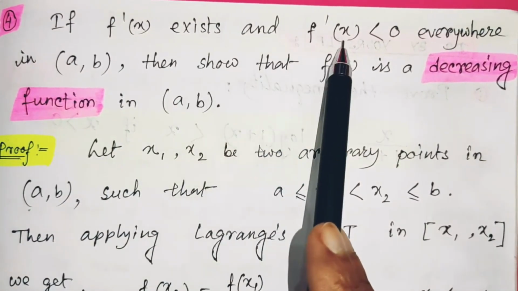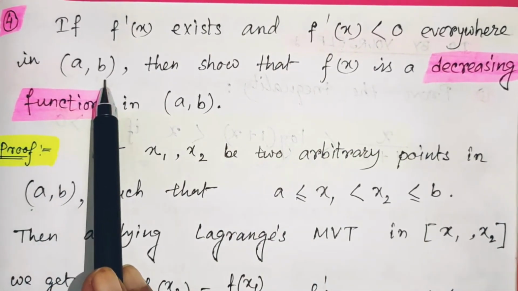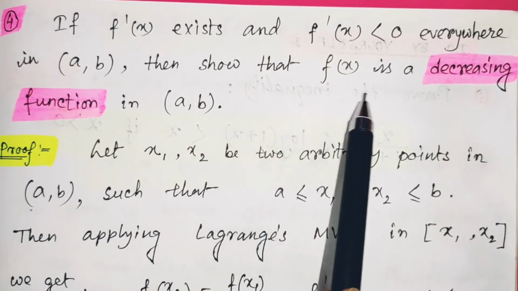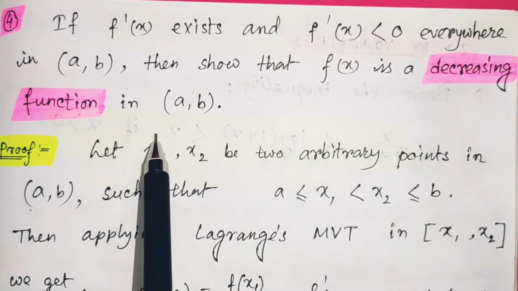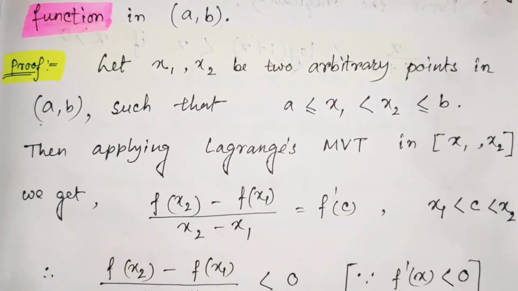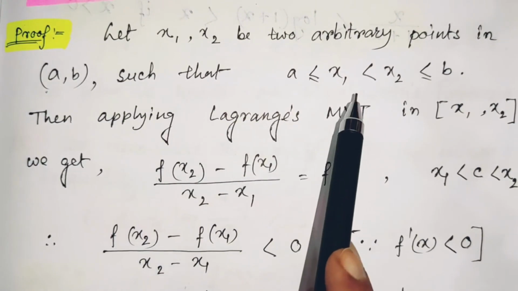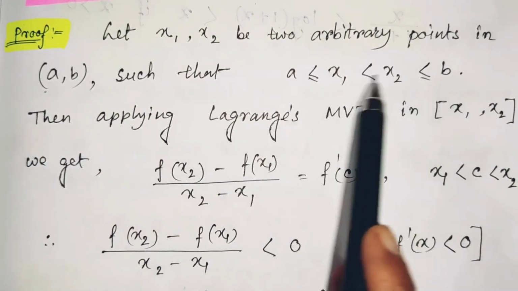One more very important example is here, and the problem is: if f'(x) exists and f'(x) is less than 0 everywhere in an open interval AB, then f(x) is a decreasing function in AB. So now what to do? Again we consider two arbitrary points within the interval AB in such a manner that x1, x2 entirely lie in between AB.